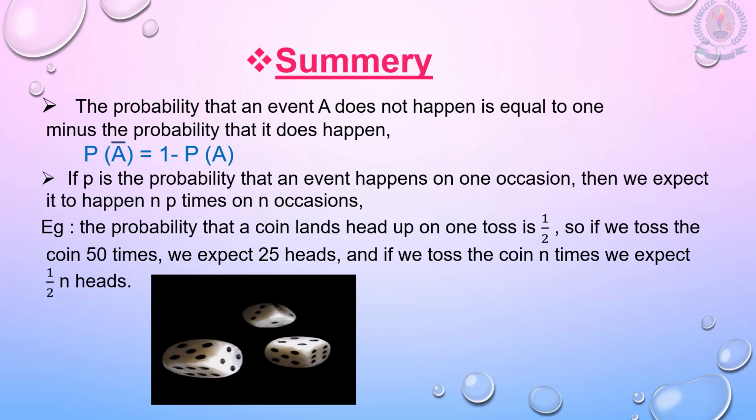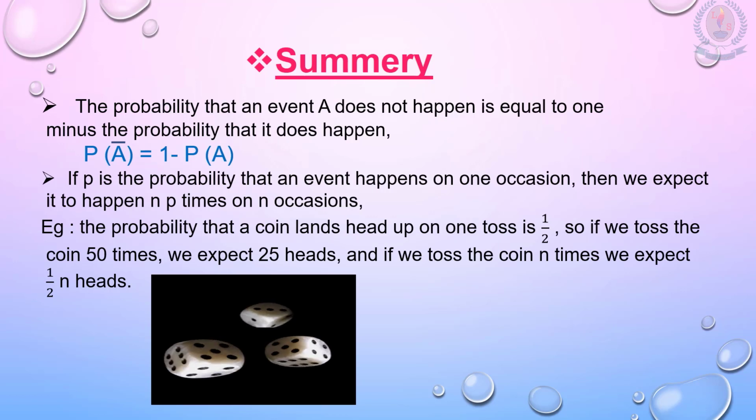So the probability that an event A does not happen is equal to 1 minus the probability that it does happen. If the event is A, we can rewrite it as P A bar is equal to 1 minus the probability that the event can happen.